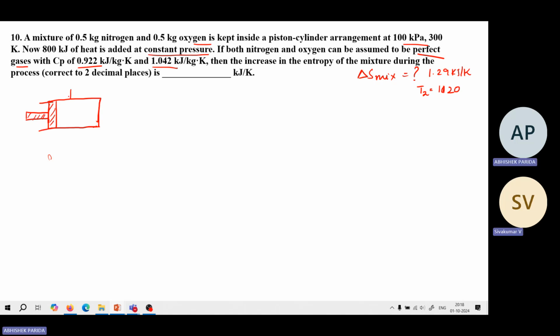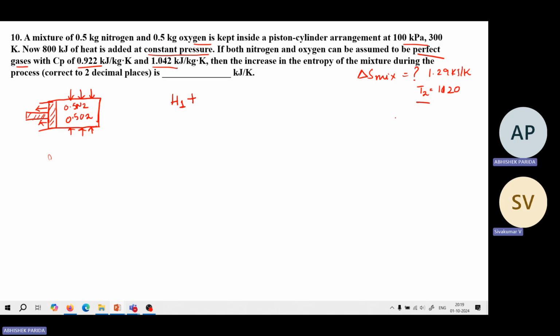So that means that when heat is provided to keep the pressure constant, the temperature will rise because there will be expansion as well. Okay. So in this, 0.5 kg nitrogen is there and 0.5 kg oxygen. So here the basic formula, you have to find out what is T2.